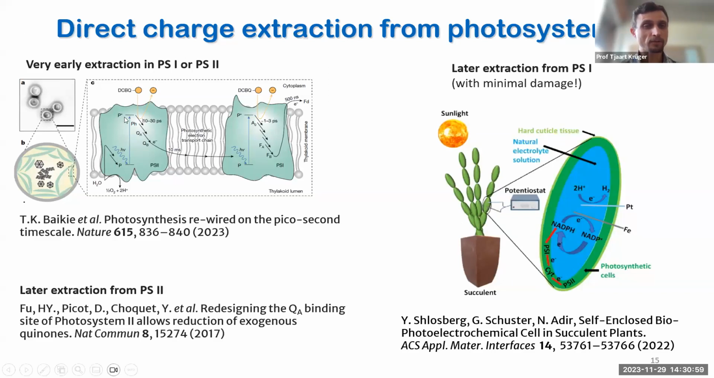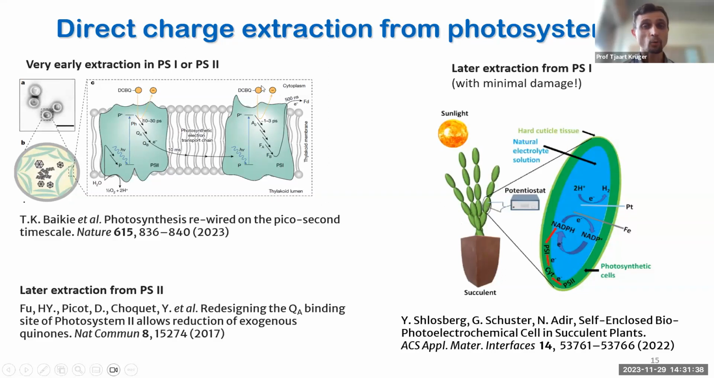Okay, so you can see here after this so-called P star state, the excited state of this special pair of chlorophylls in a reaction center, the charges could be extracted by means of an electron acceptor, an oxidizing agent. For example, DCBQ, which is dichlorobenzoquinone, or another very common electron acceptor, methyl viologen. That was used in the case of photosystem 2, directly after charge generation, within 10 to 30 picoseconds. So this is really on a very short time scale.